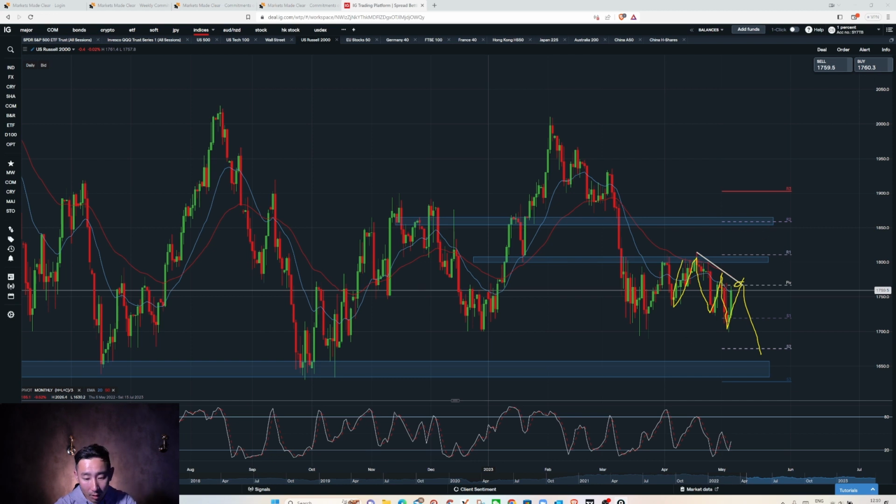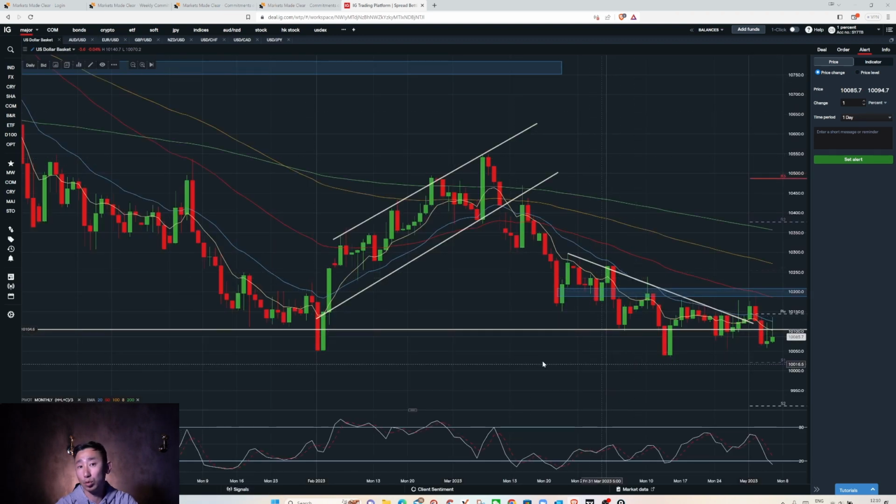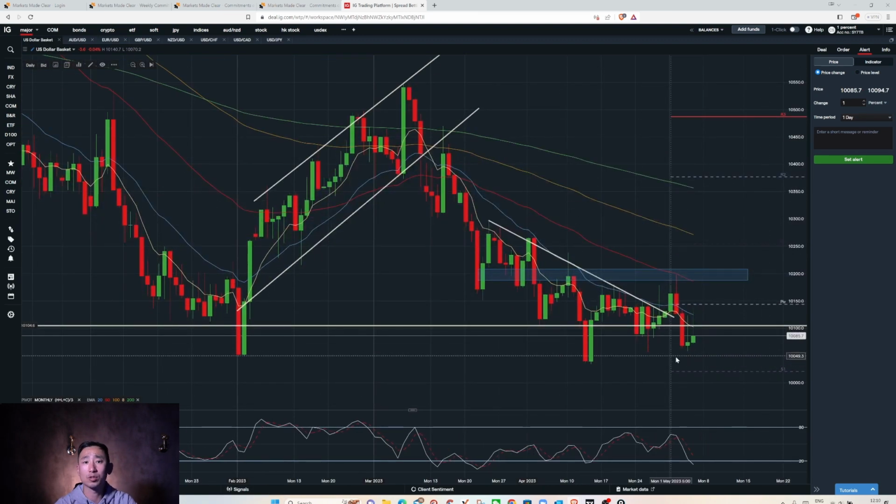All right, moving on to the currency side of things. Dollar index first. Always start off with the dollar index, because if you do not know what the king of Forex is doing, it is going to be very difficult to trade the Forex market.